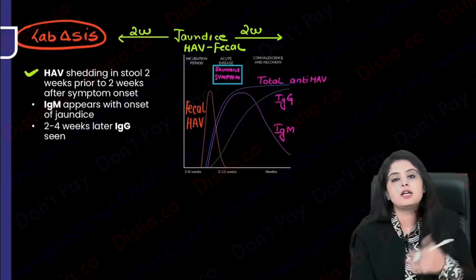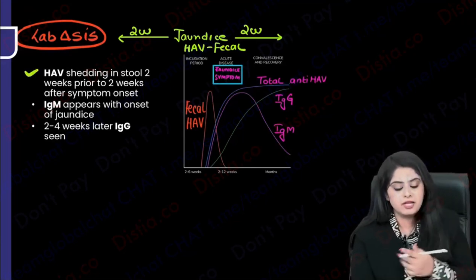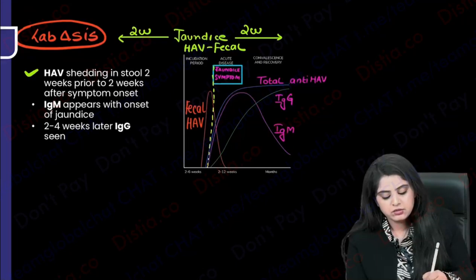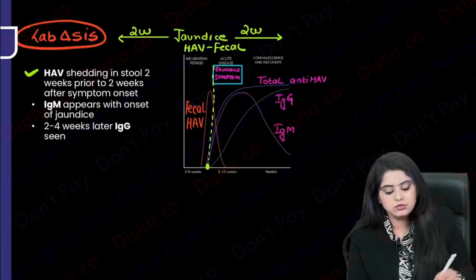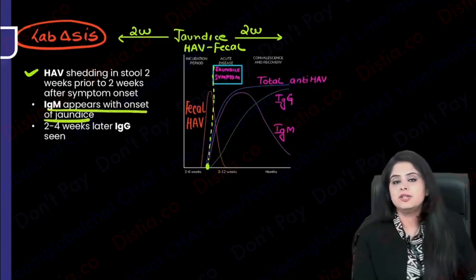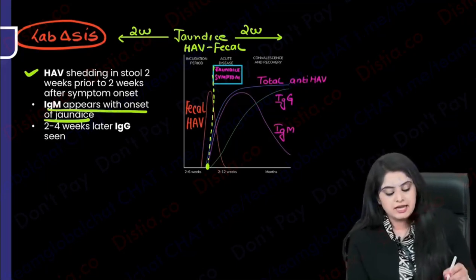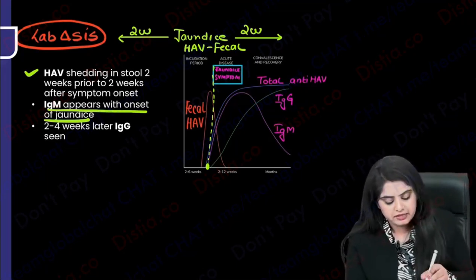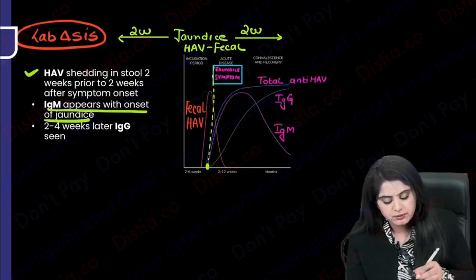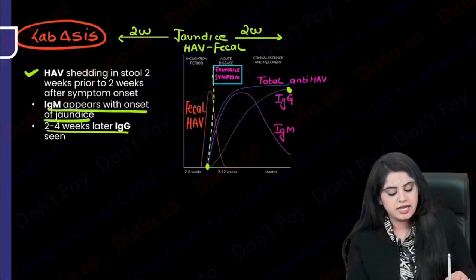Okay, HAV, look, you have to see the antibodies IgM and IgG. As soon as the jaundice will start, can you see that there is an increase in your IgM antibody, right? Everyone can notice as soon as the jaundice will start, there is going to be an increase in the IgM antibodies. And 2 to 4 weeks later, compare, where is IgG gonna start off? So approximately you will see 2 to 4 weeks later IgG is seen.